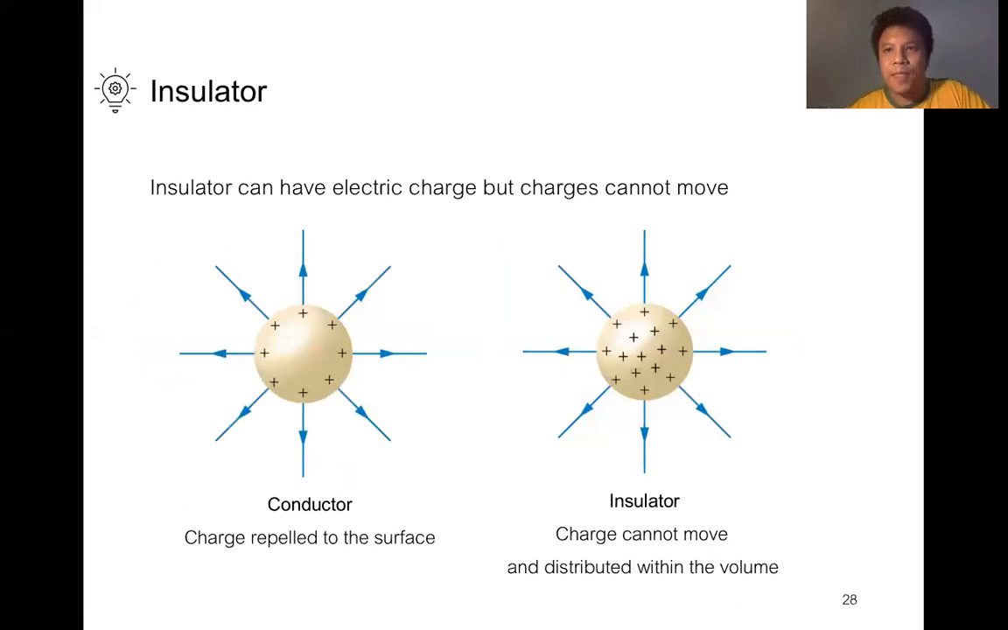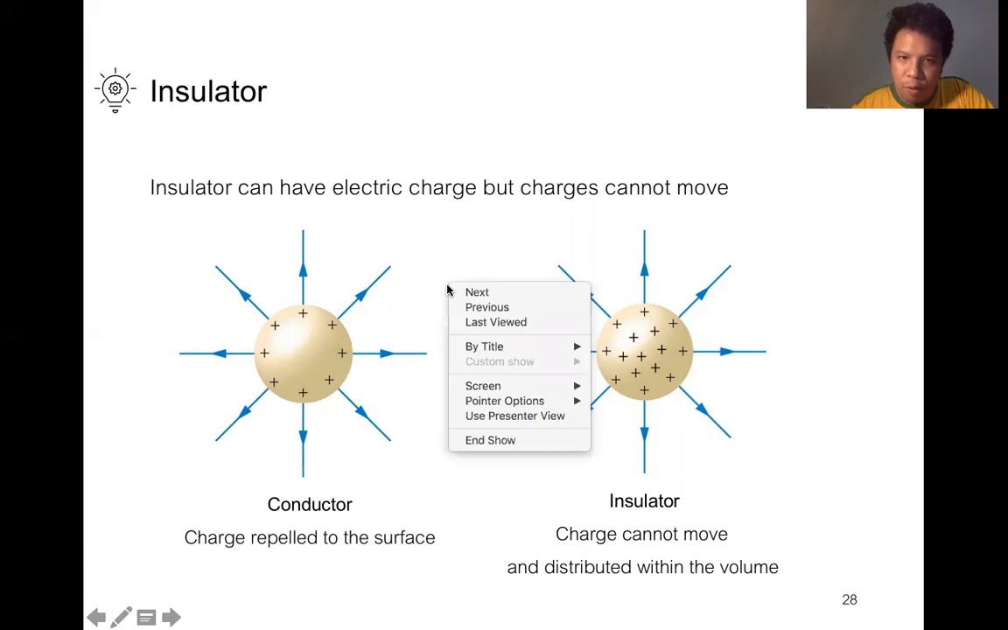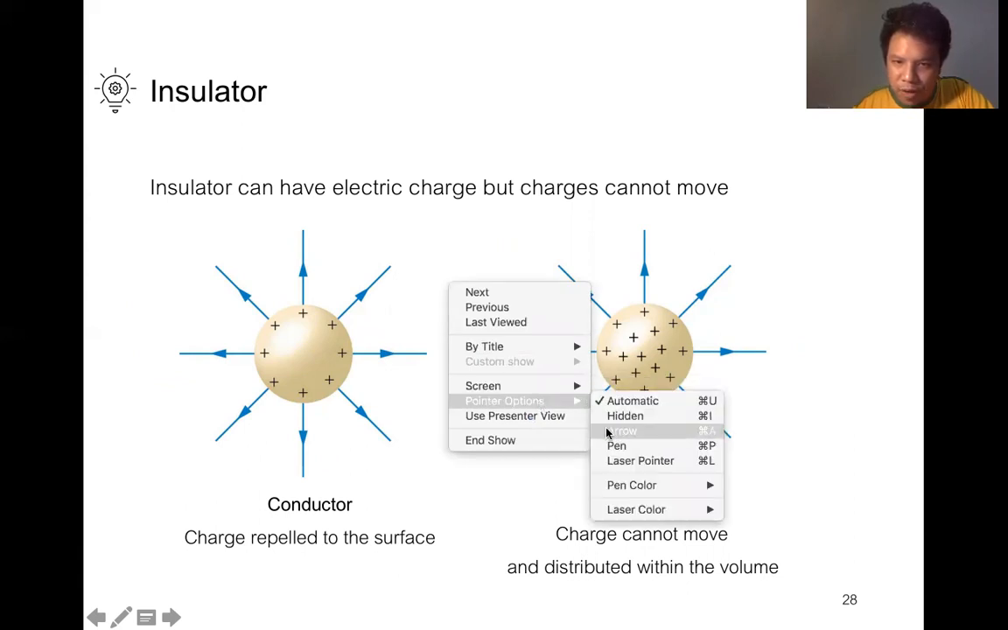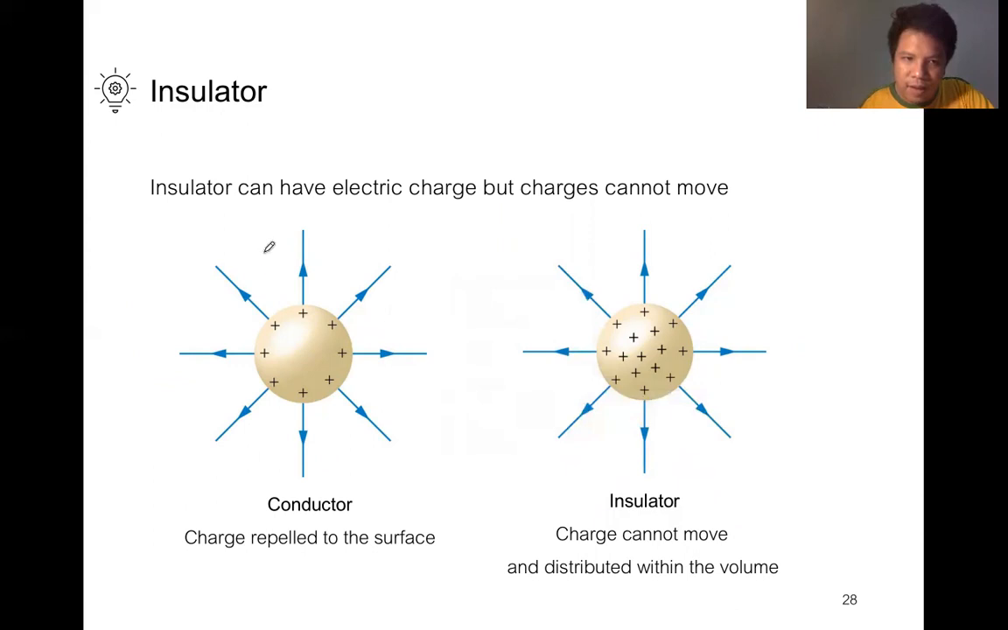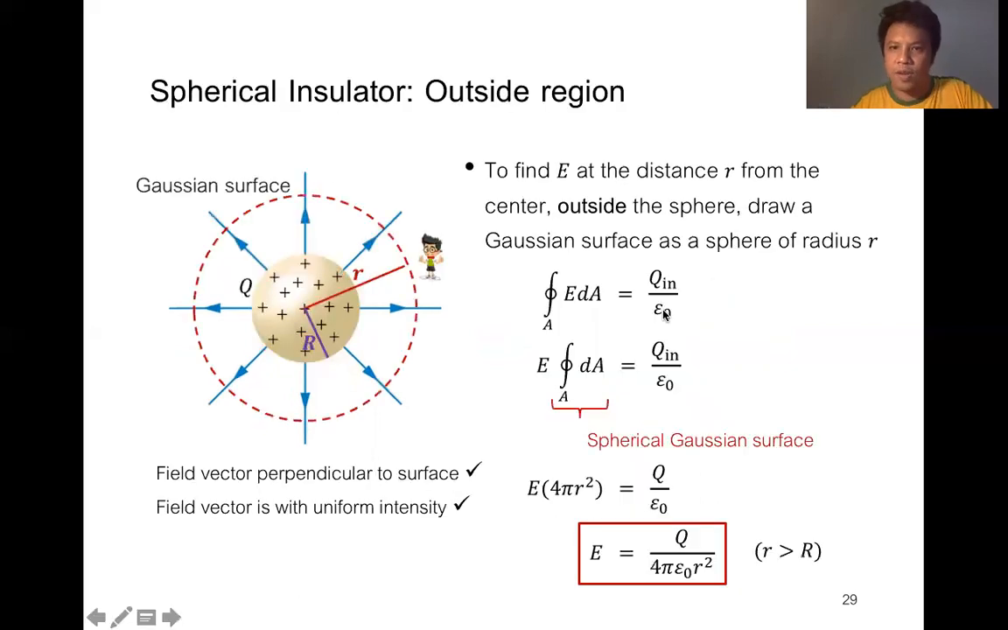Then we consider the case of an insulator. As opposed to the conductor, where the charge is only on the surface and there is no charge inside, in an insulator the charge is distributed within the volume. So there is charge here, here, here, and everywhere in the volume. So the calculation of the electric field using Gauss's law will be different.